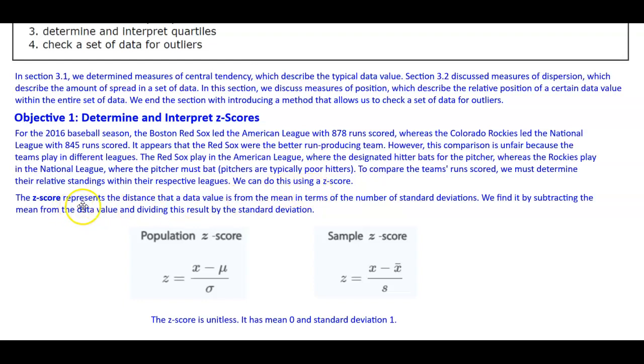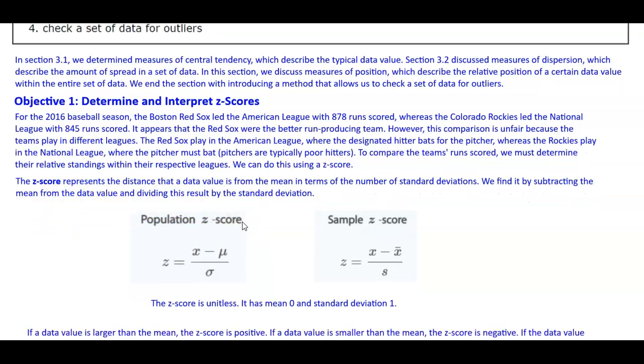The Z-score represents the distance that a data value is from the mean in terms of the number of standard deviations. We find it by subtracting the mean from the data value and dividing this result by the standard deviation. So here is the population Z-score, where Z equals the data value x minus the population mean over the population standard deviation. Or if you're using the sample Z-score, Z equals the data value minus the sample mean divided by the sample standard deviation.